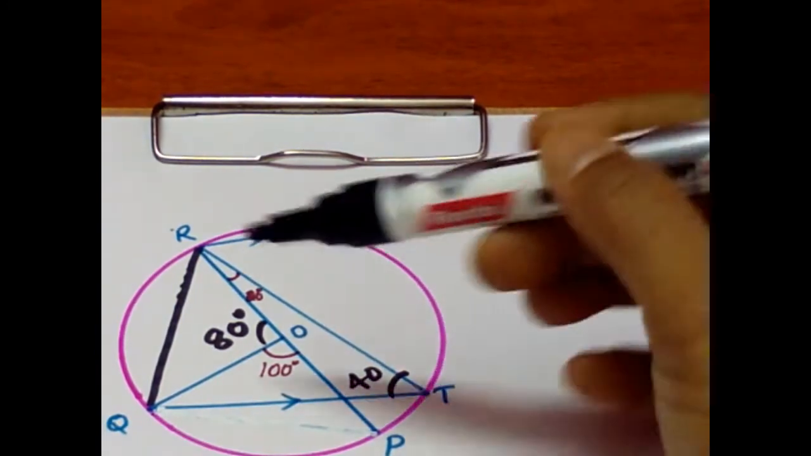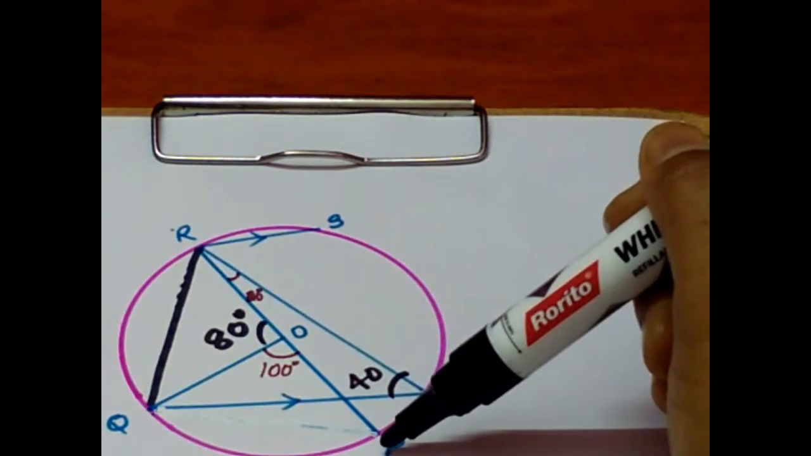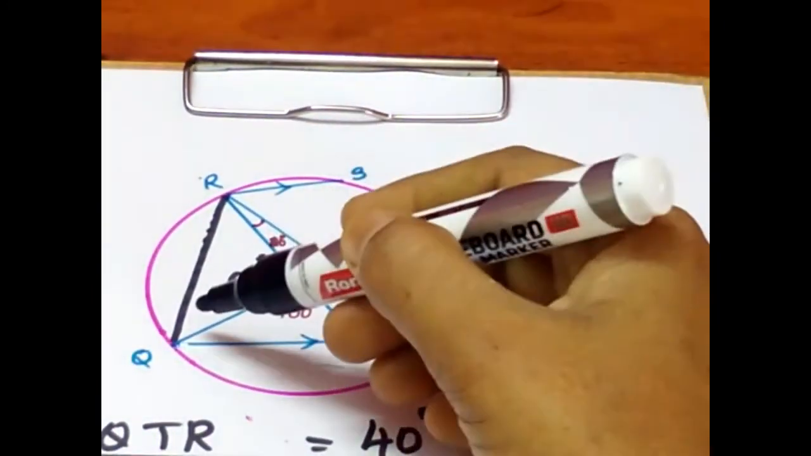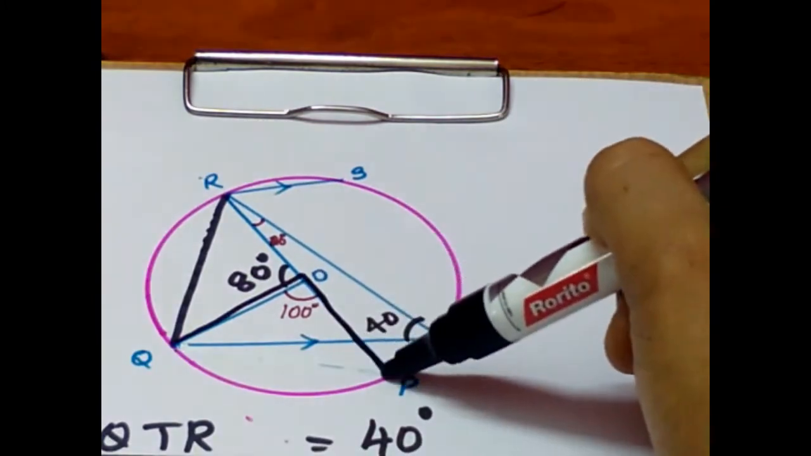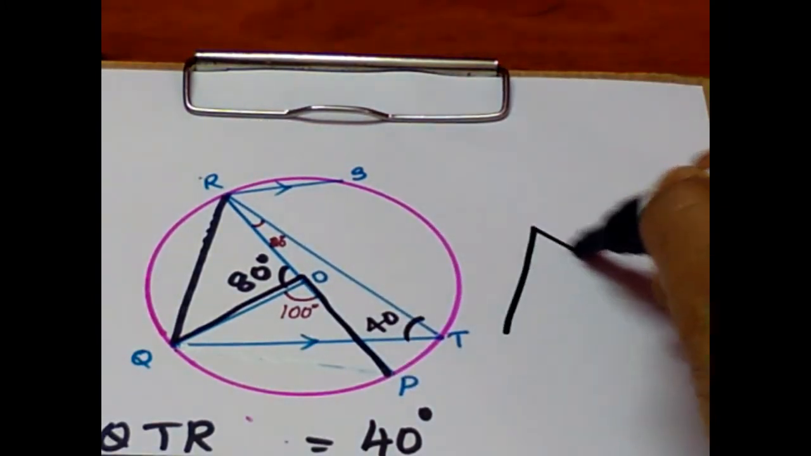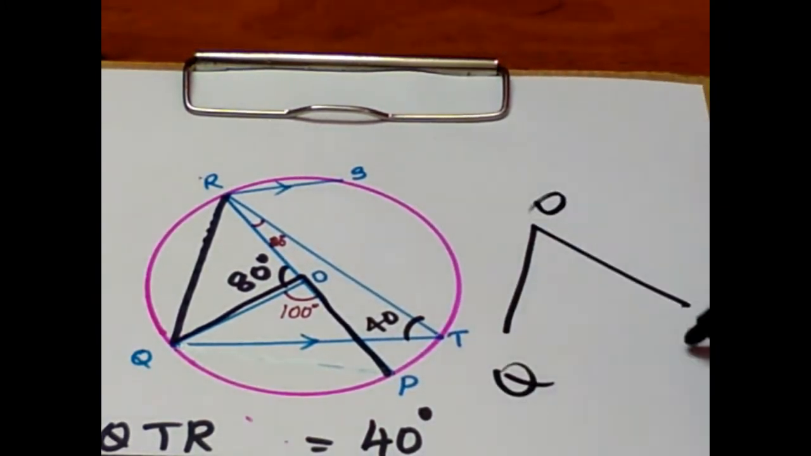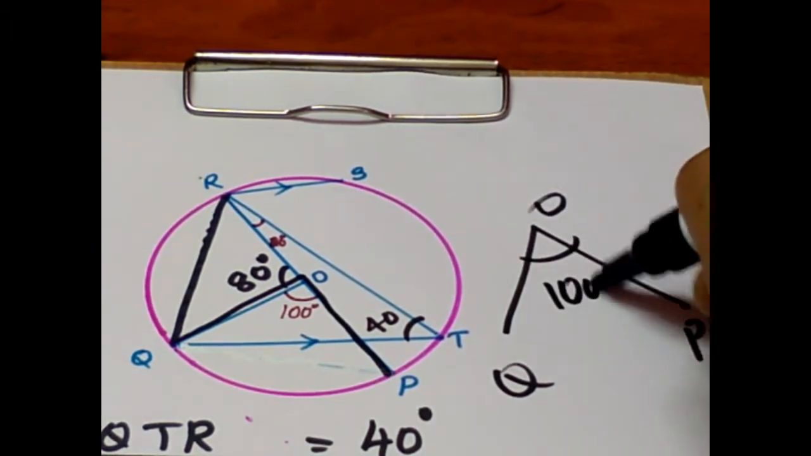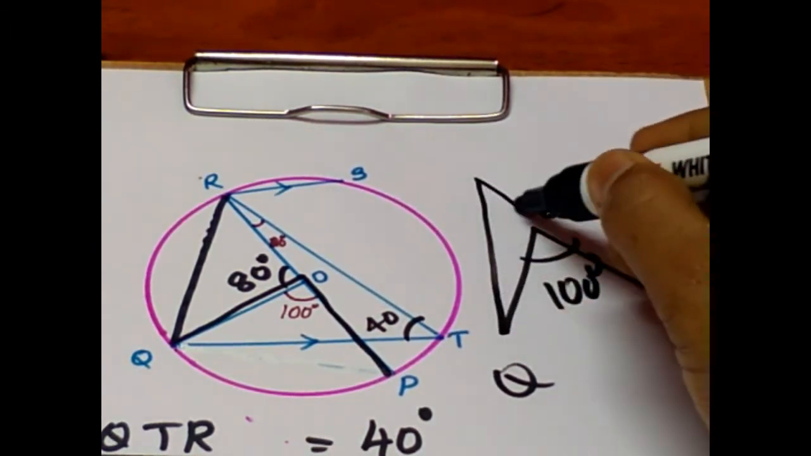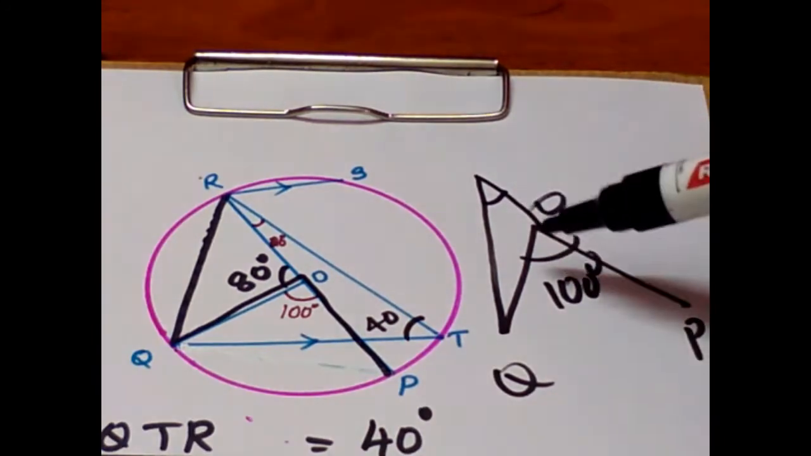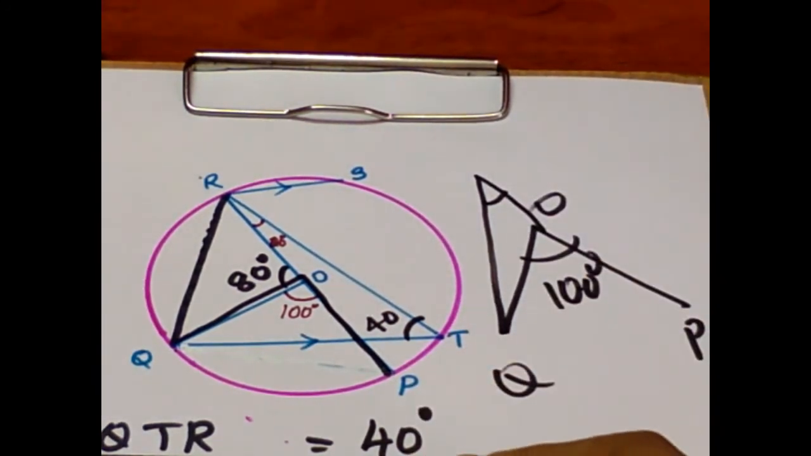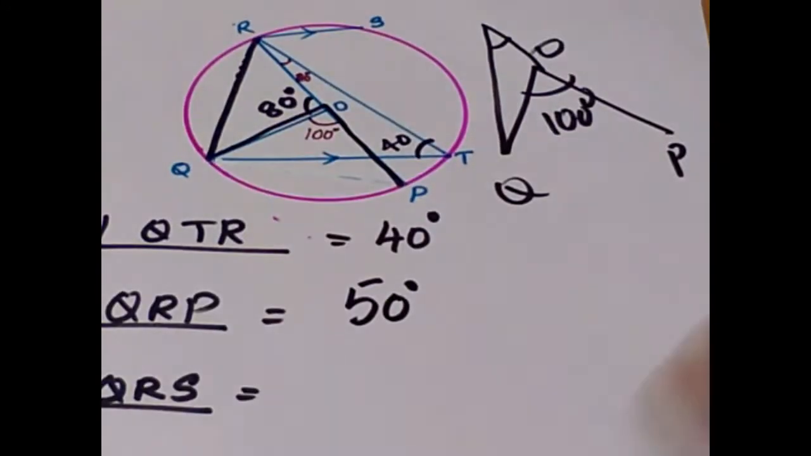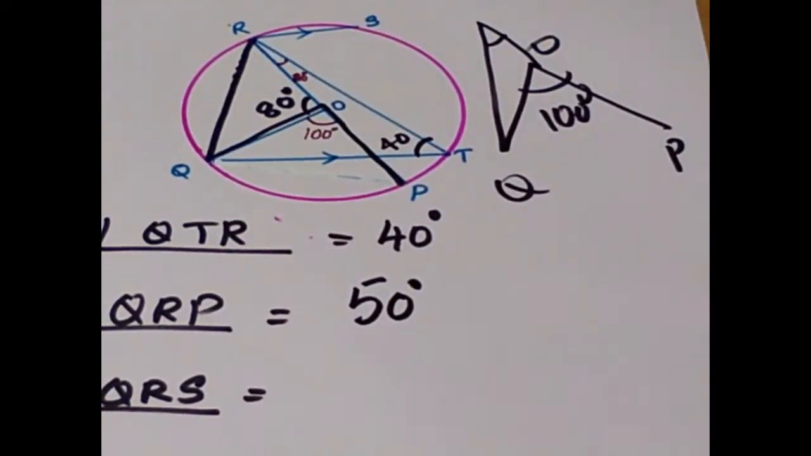Second one is angle QRP. This is also a similar one, children. See here, already we know that QOP is equal to 100 degrees. Let me draw it the other way. So, QOP is given as 100 degrees. What is the measure of QRP? As it is the angle at the center and the angle at the circumference, the measure of angle QRP will be equal to 50 degrees. Very simple concept.